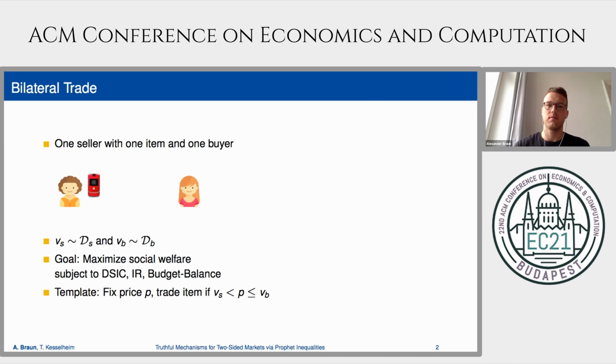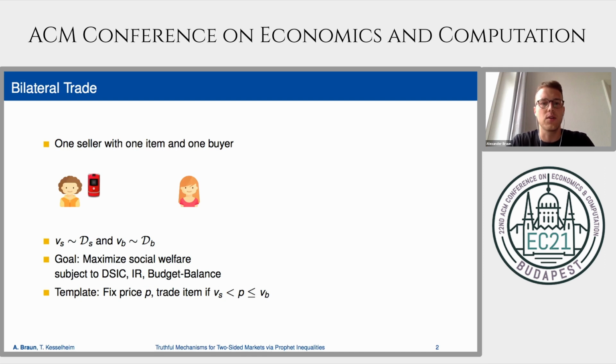For this bilateral trade setting, there is a very simple mechanism template. Just fix a price P beforehand, and then we trade the item if both agents agree to a trade. So in particular, if the value of the seller is less than the price and the value of the buyer is at least the price.